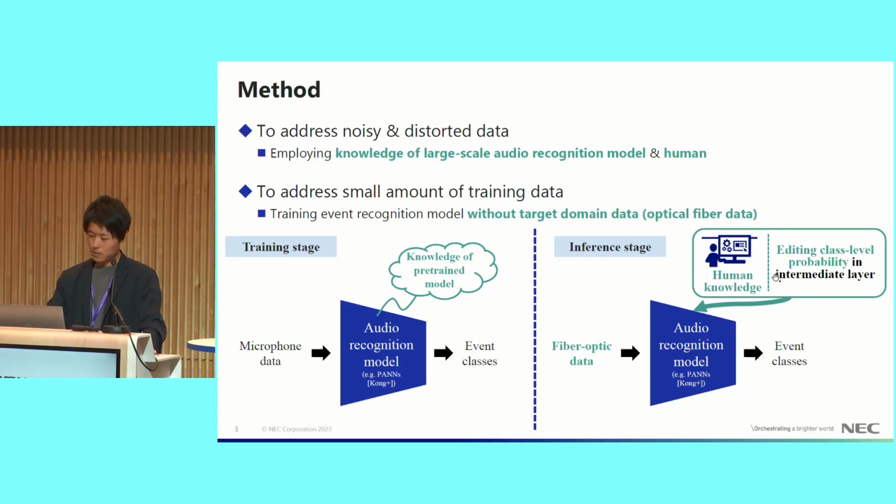Specifically, we added the cross-level probability in the intermediate layer of the DNN. This can also be regarded as, in this work, spectral subtraction in the intermediate layer of the DNN. Note that here we focus on the task of event classification.